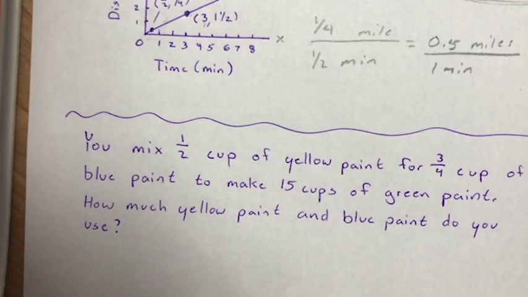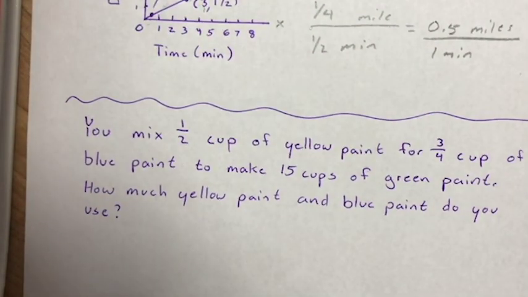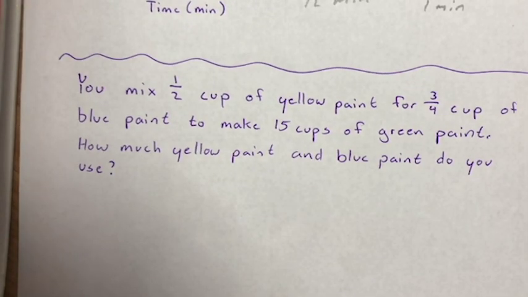Lastly, this one gets a little bit trickier because there is an extra step. So I'm going to read this one with you and go a little bit slower than I have on the rest of them. And as always, you know how to rewind if you get stuck on something. But look at this one. It says you mix 1/2 cup of yellow paint with 3/4 cups of blue paint to make 15 cups of green paint. Ugh. How much yellow paint and blue paint did you use?